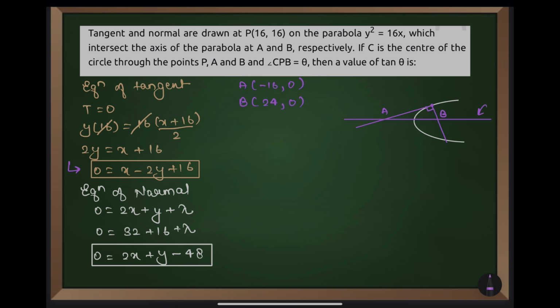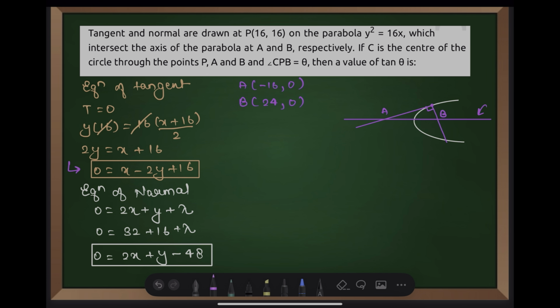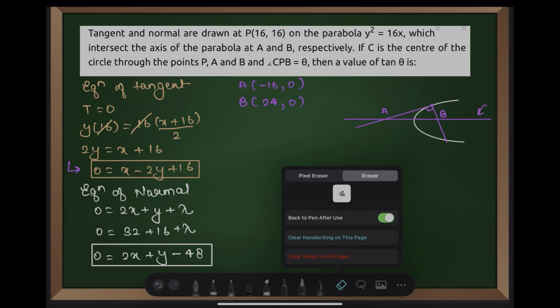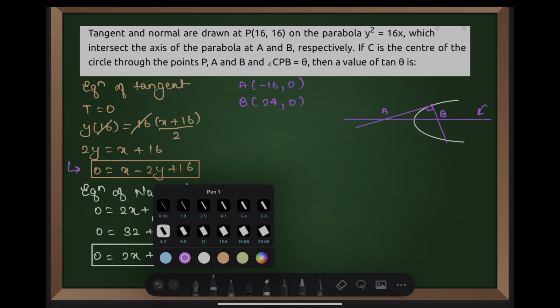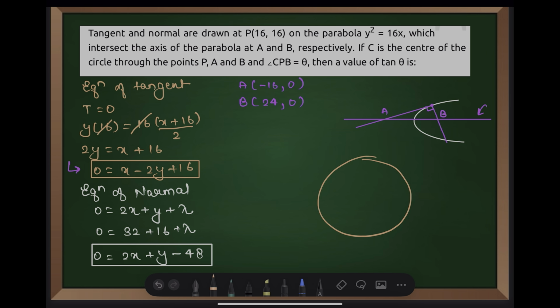Now if C is the center of the circle passing through PAB, just look at this. This is a very important line. So there is a circle. Suppose this is the circle, it is a little bit bigger. Suppose this is the circle which passes through these points. I know it is not easy to draw this one.